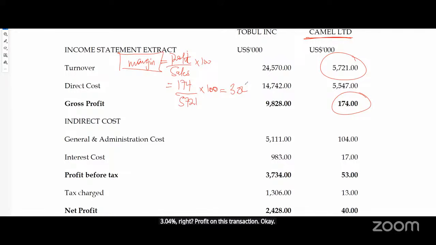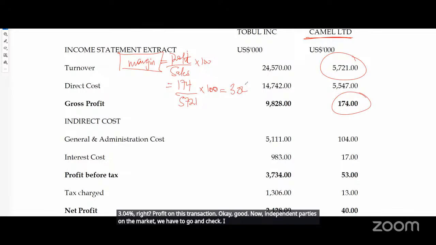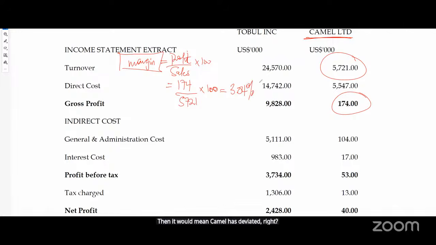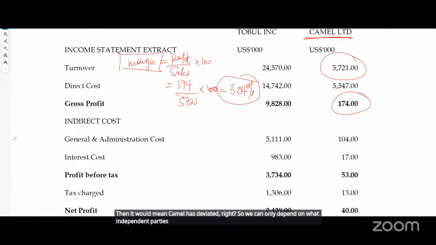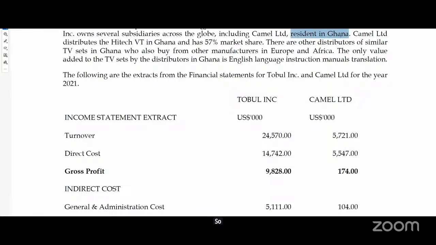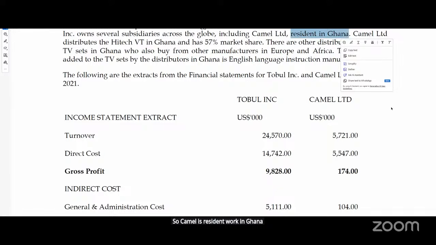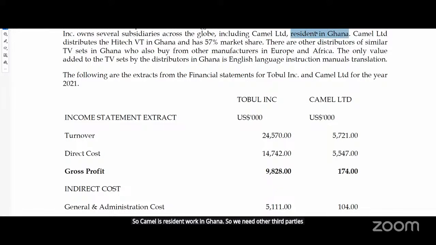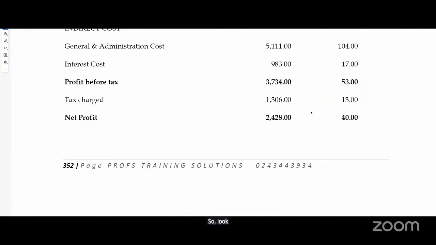Okay, good. Now, independent parties on the market, we have to go and check whether they made the same 3.04% or they did higher or lower. Then it would mean Camel has deviated, right? So we can only depend on what independent parties do. That's transfer pricing for you. So in that case, let's see where Camel exists. If we know where Camel exists, we can easily get other people who do that. So Camel is resident in Ghana. So we need other third parties or other independent distributors who are also resident where? In Ghana. So look at what your examiner did.